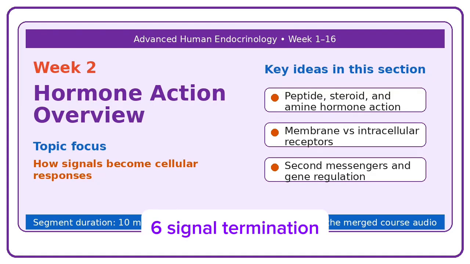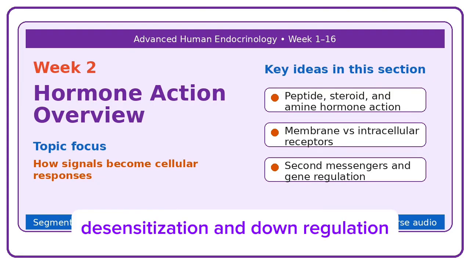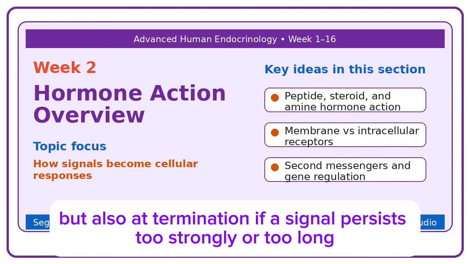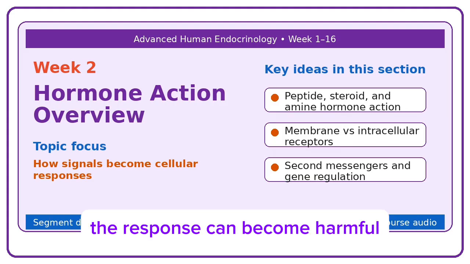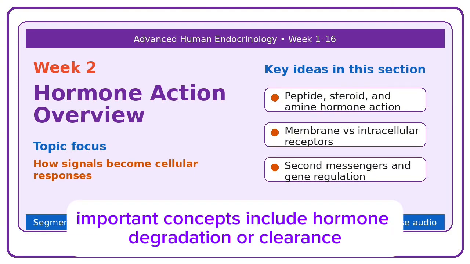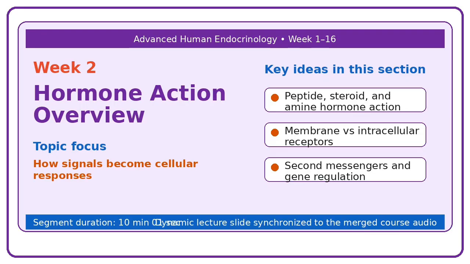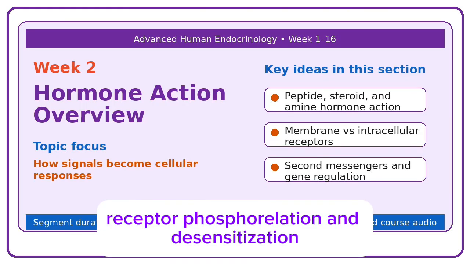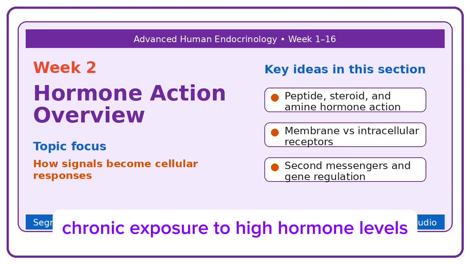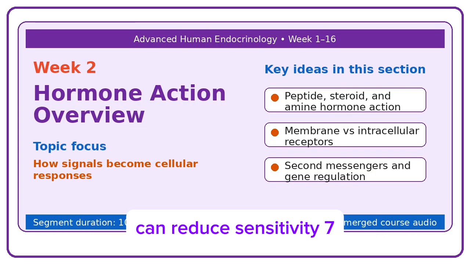6. Signal termination, desensitization, and downregulation. Endocrine signaling must be controlled not only at activation, but also at termination. If a signal persists too strongly or too long, the response can become harmful. Cells therefore use multiple mechanisms to reduce or terminate signaling. Important concepts include hormone degradation or clearance, second messenger breakdown, receptor phosphorylation and desensitization, receptor internalization, and reduced receptor abundance, called downregulation. These mechanisms help explain why chronic exposure to high hormone levels can reduce sensitivity.